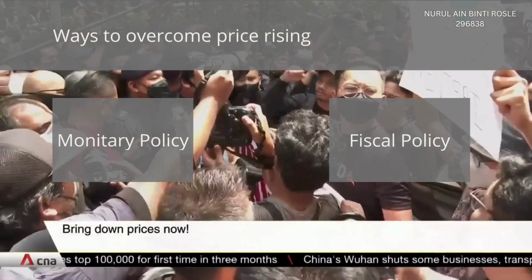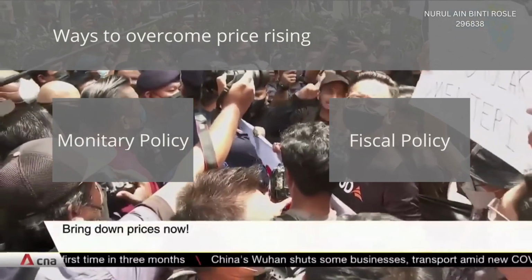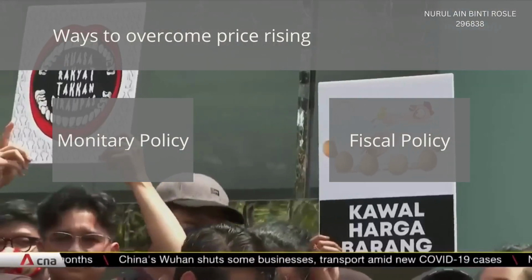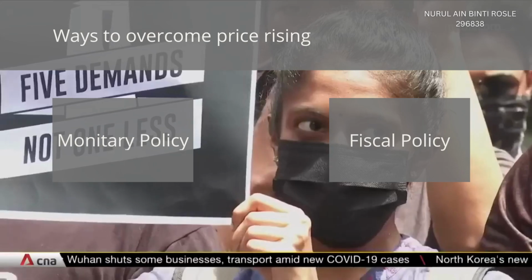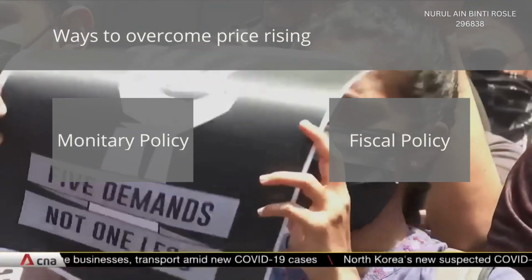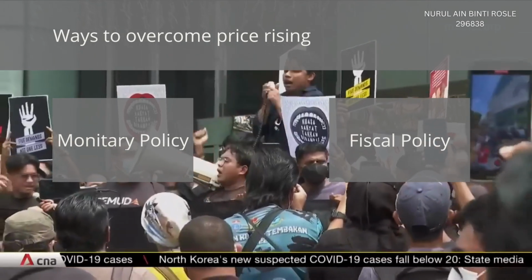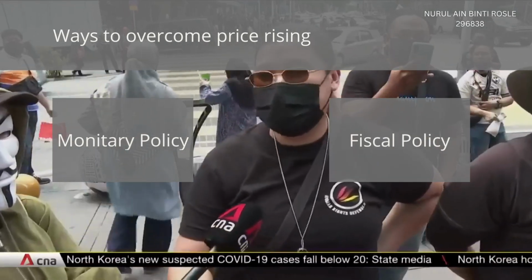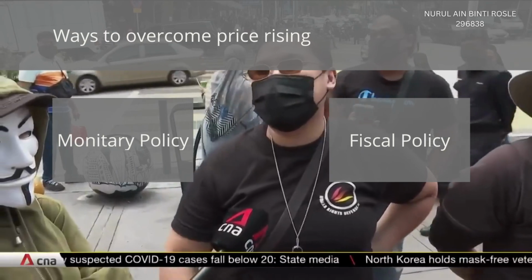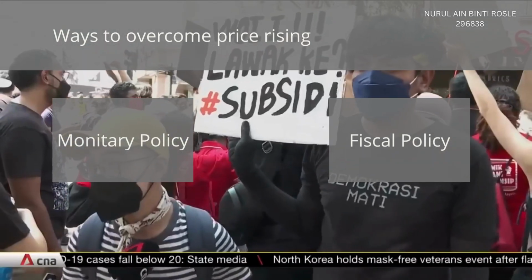Ways to overcome price rising. Firstly, monetary policy. Monetary policy is the action that Bank Negara Malaysia takes to influence interest rates in the economy. As the Central Bank of Malaysia, BNM's role is to promote monetary and financial stability. This is aimed at providing the conditions suitable for sustainable growth of the Malaysian economy.